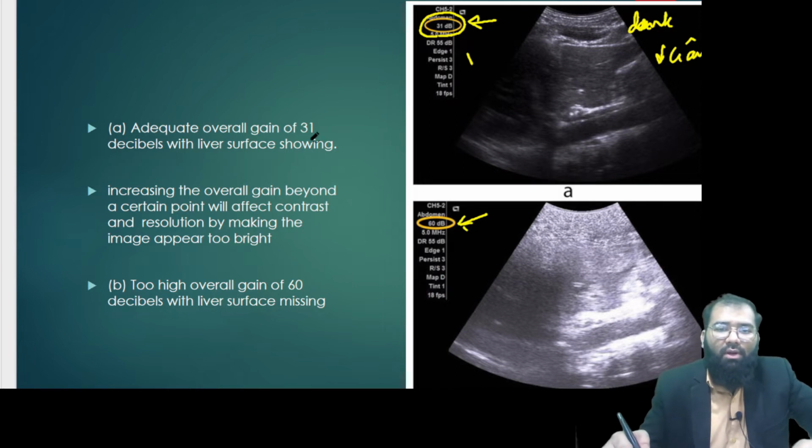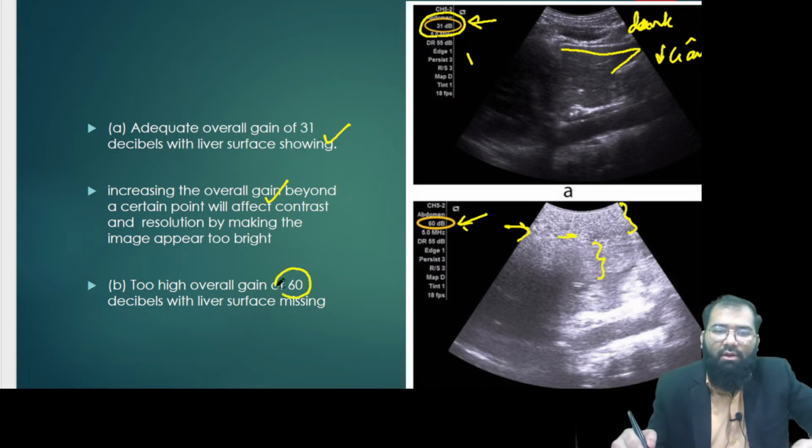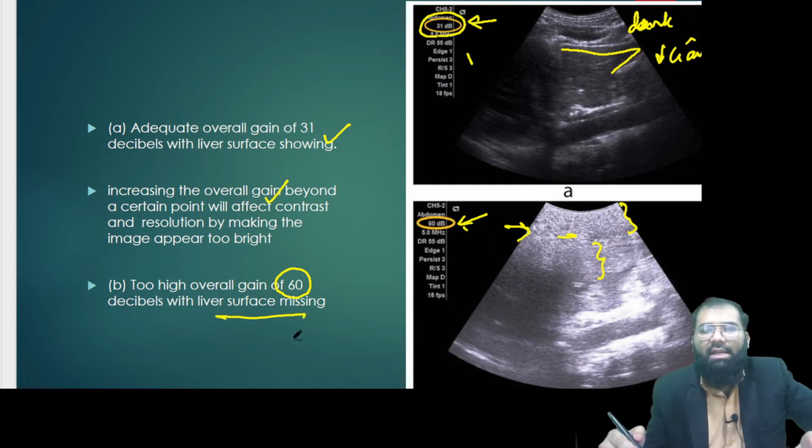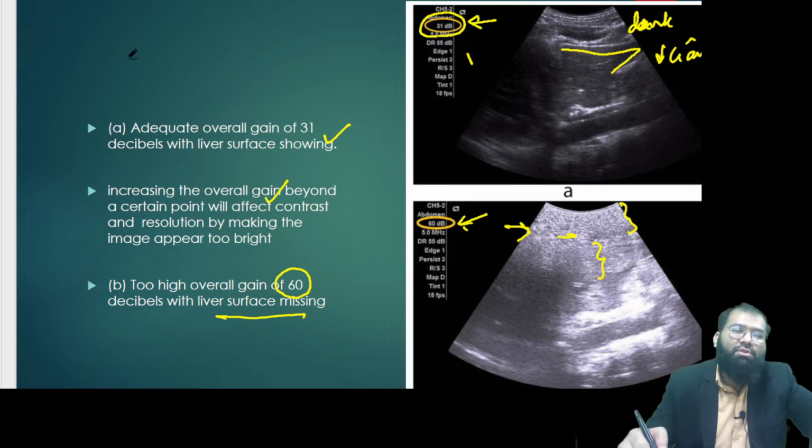Now you increase the gain, that is you increase the decibels, the sound intensity. So an adequate overall gain of 31 decibel shows the liver surface. You are able to see the liver. But suppose I increase the overall gain beyond a certain point, like in this case, you are not able to make out the subcutaneous tissue and the liver margins separately from each other. So when the overall gain is 60, your liver surface gets missing. So what do you learn from this? Your gain has to be optimum.